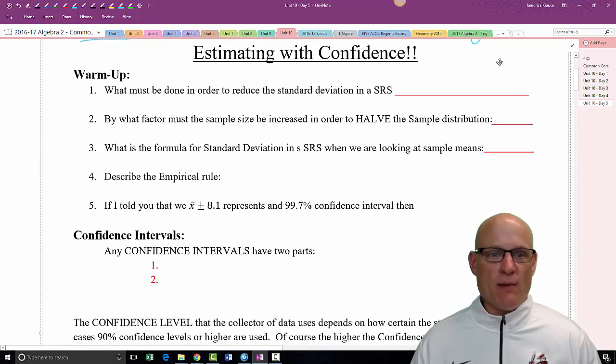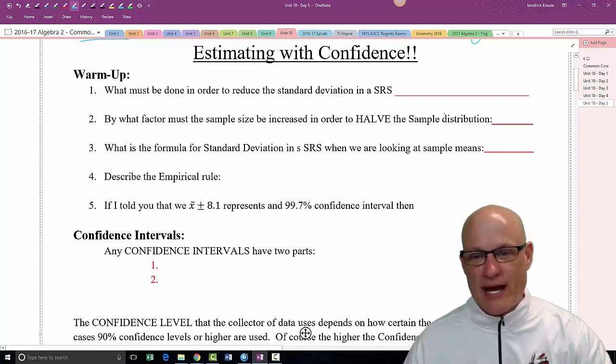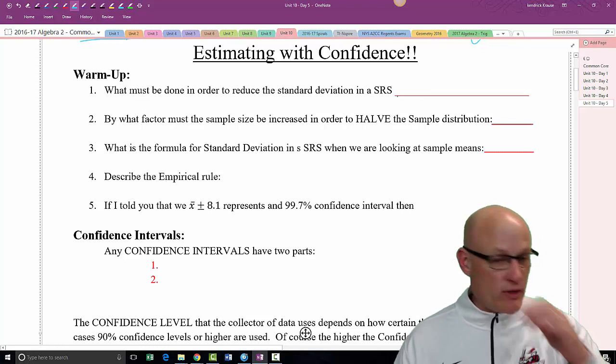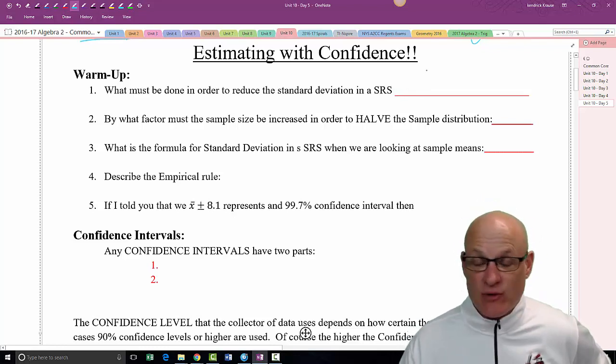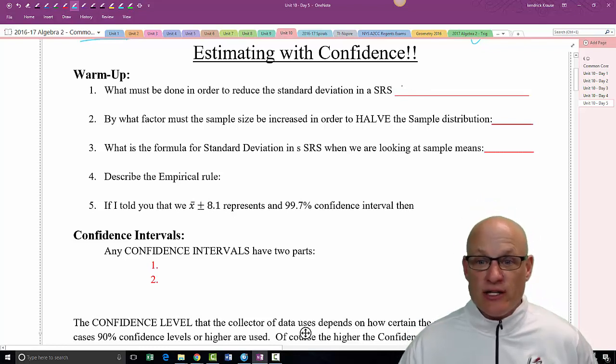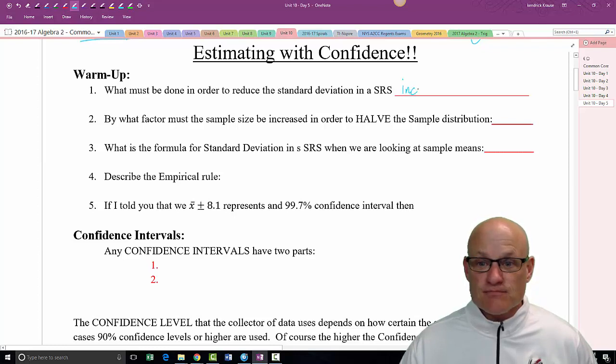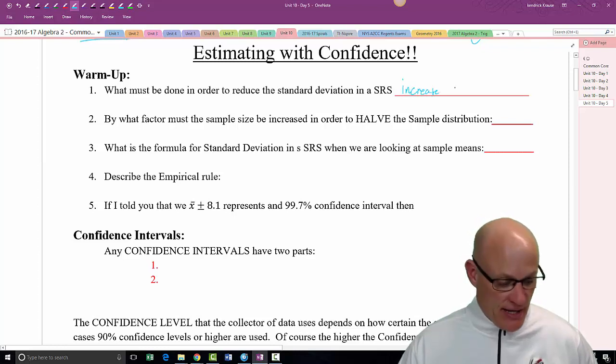You got confidence. All right, what must be done in order to reduce the standard deviation in a simple random sample? The only thing we can do to reduce the standard deviation, as we've talked about this before, is to increase the sample size.